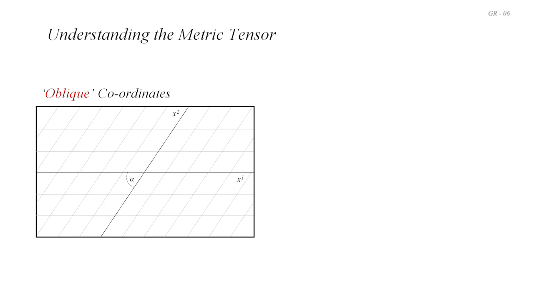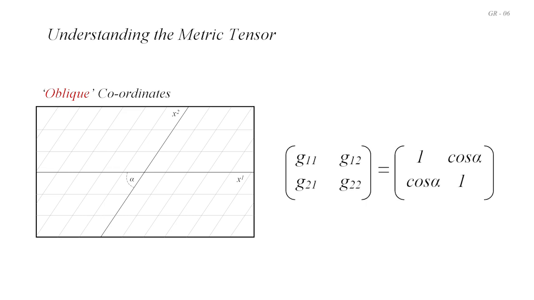Oblique coordinates at an angle alpha to one another. This time, although the frame of reference is different, it is still the same everywhere in the space. There are no wavy lines here. Also, once again, we will assume there's no stretch of E1 or E2, so we have 1s here and here for their dot product with themselves.